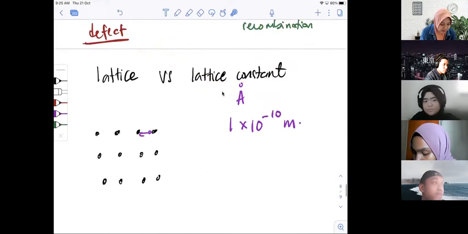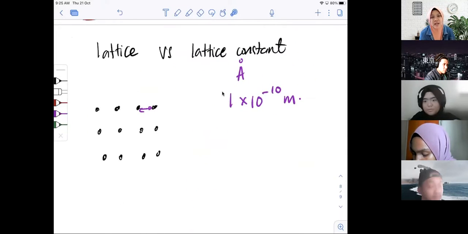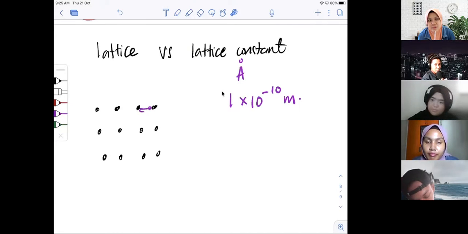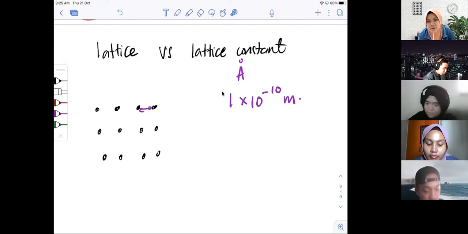Now you understand what lattice and lattice constant are. Aiman's statement just now: what is defect, Aiman? Loss of atom. That's not the full sentence you said just now. Defect is the loss of atom in lattice constant. Is that right? The statement, does it make sense?